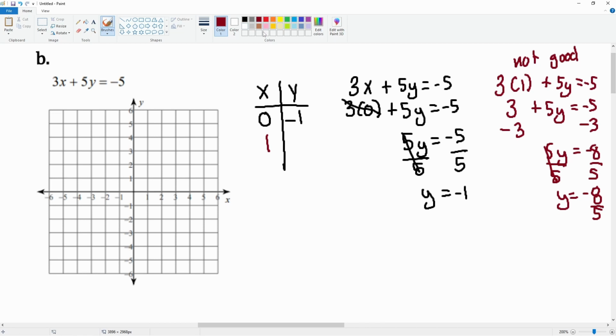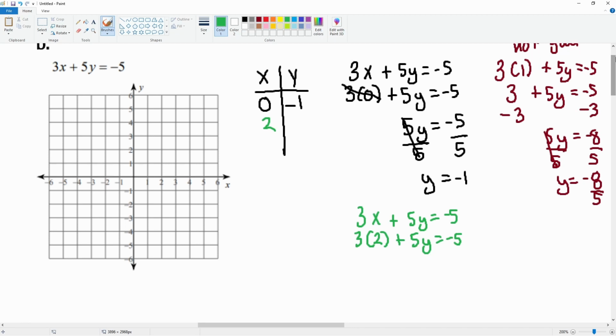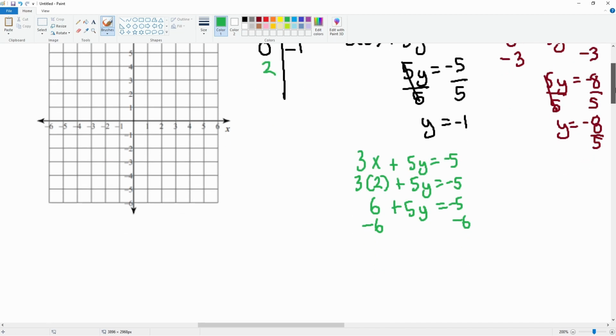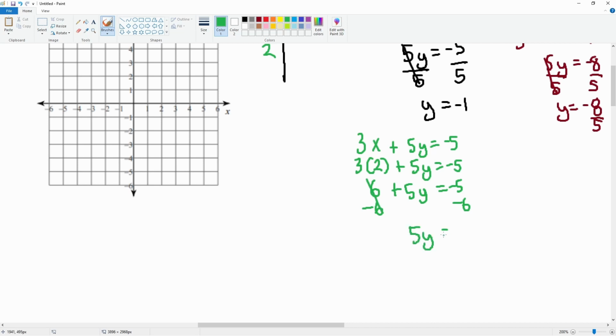So besides 1, let's try 2. So 3x plus 5y is equal to -5. 3 parentheses 2 plus 5y is equal to -5. Right. So 3 times 2 is 6. We rewrite everything. Plus 5y is equal to -5. Minus 6, minus 6. This cancels. 5y is equal to -11. Divide by 5. We get y is equal to -11 over 5. This is also not good.